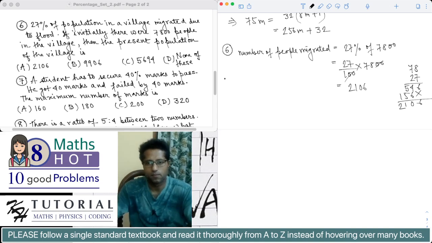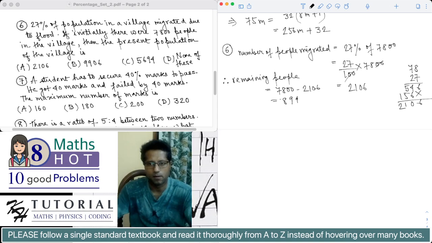So therefore, the remaining people will be the present population. Remaining people is 7,800 minus 2106, which is equal to 4894.